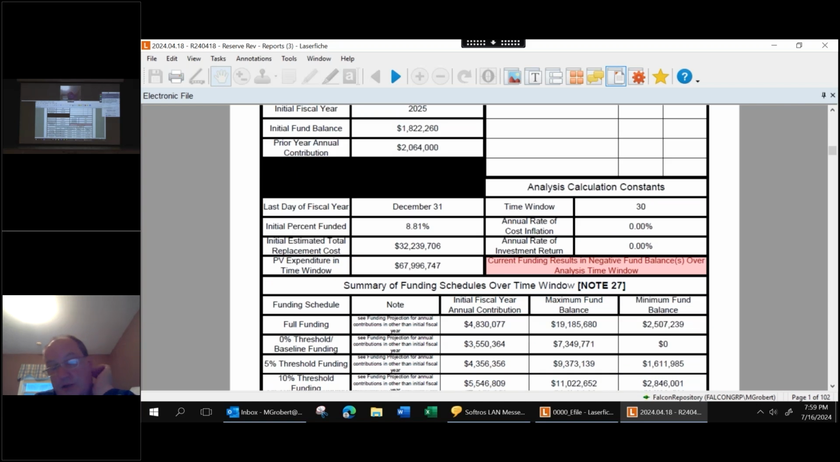So understand too, though, that according to the new legislation, you have up to 10 years to bring your funding into compliance with the reserve study. So you have plenty of time. You don't have to do that right off the bat. And Matthew, can you please expand on the idea that a reserve study is a forecast and a guideline tool? It is not a mandate.